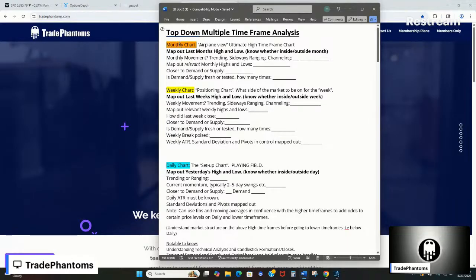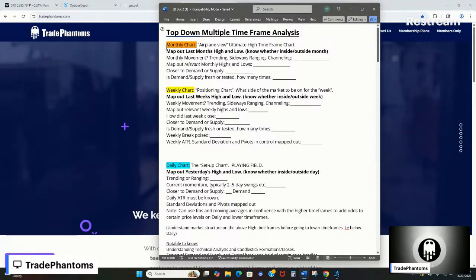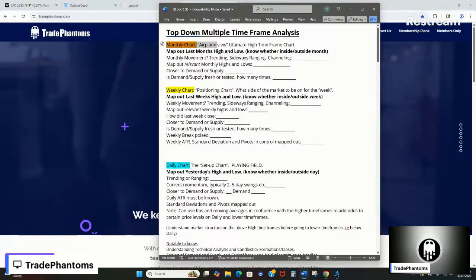Trade Phantoms, right? Supply, demand, institutional demand supply strategy here at Phantoms. Top down multiple time frame analysis. Here's a document that I bring up every single morning, no matter where I am. You'll see a bunch of orange, yellows, and blues on my charts, and those are color codes for specific time frames. Monthly is orange, weekly is yellow, daily is blue. So anything you see in those colors is associated with those higher time frames: monthly, weekly, daily.